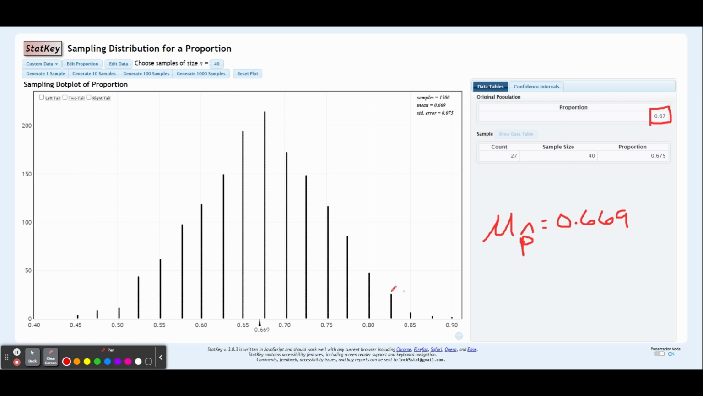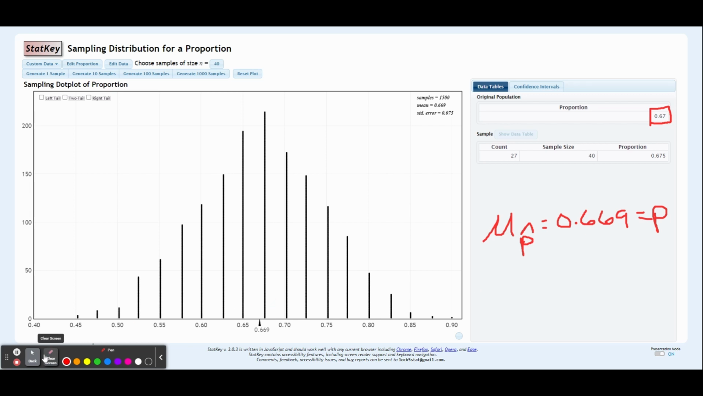As we would suspect, and I mentioned before, these sample proportions are centered around the population proportion. So if we average them all together, we should get the same value as the population proportion. Here we're very close. If we continue to take more and more samples, we would get exactly 0.67.